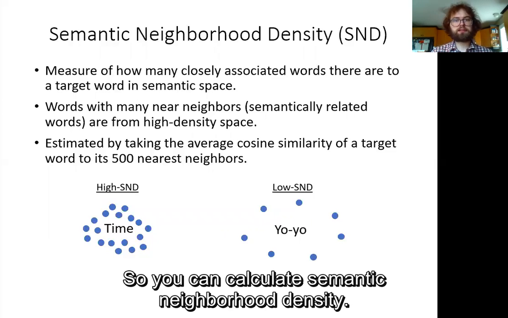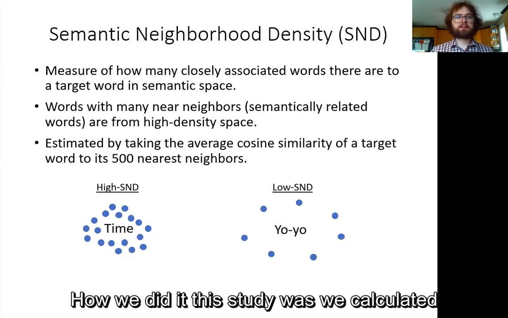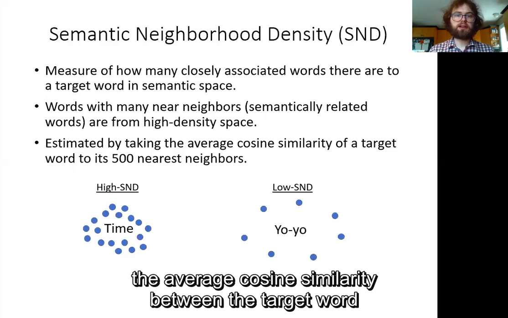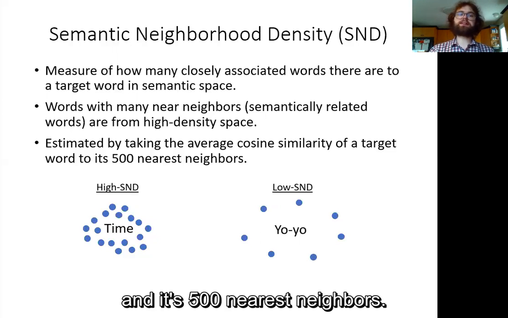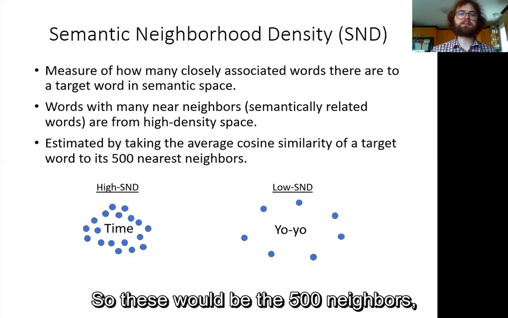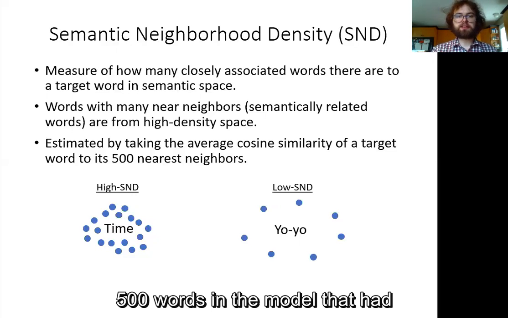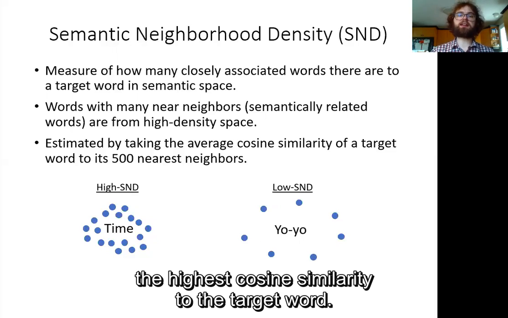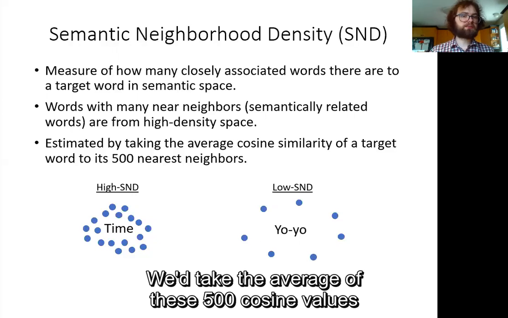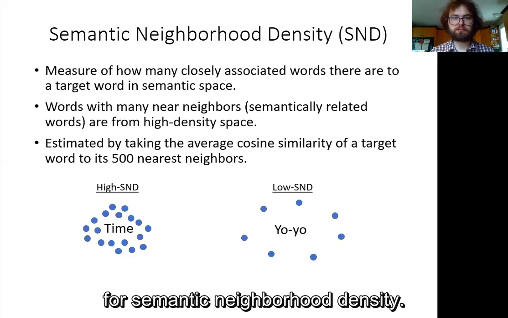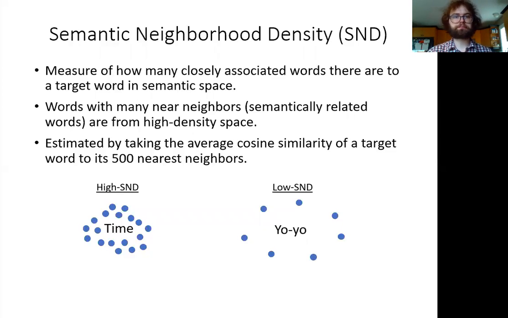So you can calculate semantic neighborhood density. How we did it in this study was we calculated the average cosine similarity between the target word and its 500 nearest neighbors. So these would be the 500 words in the model that had the highest cosine similarity to the target word. We'd take the average of these 500 cosine values, and that would be our measure for semantic neighborhood density.